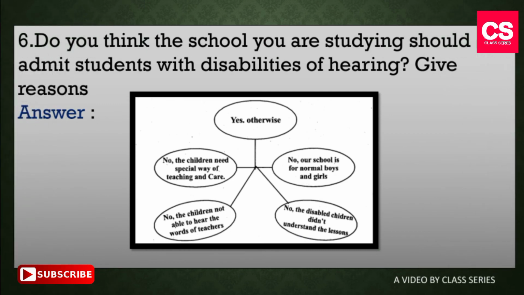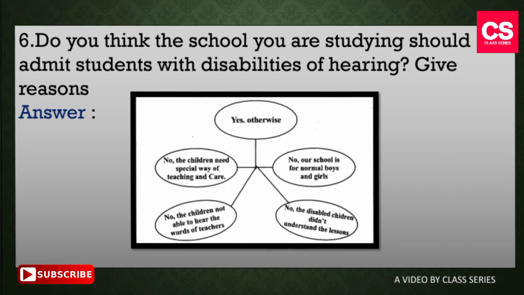Number 6. Do you think the school you are studying should admit students with disabilities of hearing? Give reasons. The reasons are, yes, the school should admit. There are many reasons, such as, no, our school is for normal boys and girls. No, the disabled children cannot understand the lesson. No, the children need a special way of teaching and care. No, the children are not able to hear the words of the teacher.